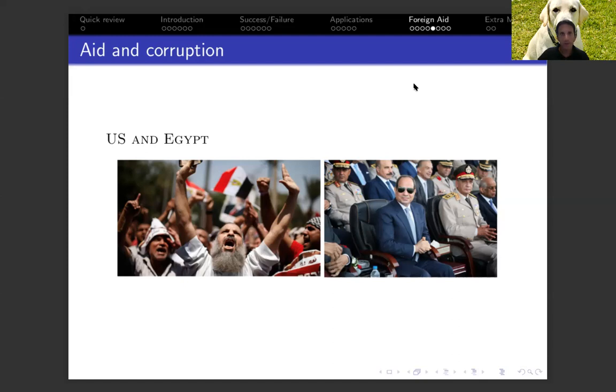The last thing I want to talk about is an application of the aid policy tool, focusing on the context of actually conflict issues.